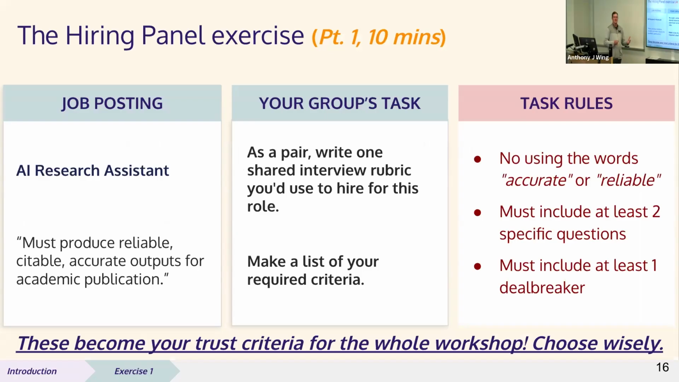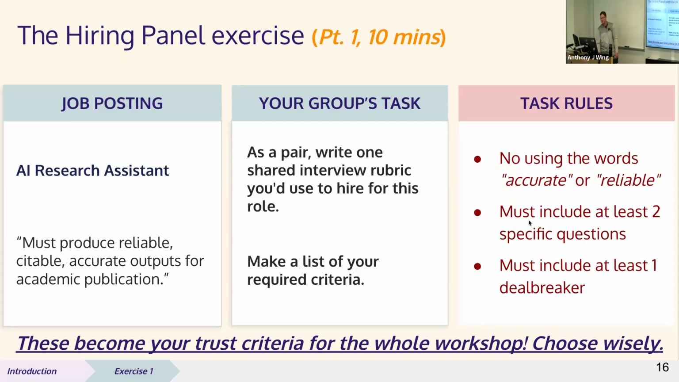So what would it take to get you to believe the outputs of those tools, right? What does that have to look like? So as a pair, I'd like people to pair up if you could. Ideally, only use one laptop so you can talk about it. If you feel like you do need to use a laptop to create one shared rubric, that's okay. But what I want you to do is make a rubric that you would use to hire for an AI research assistant, right? A vague description like must produce reliable, citable, accurate outputs for academic publication, that's fine, that's almost obvious. So don't use something like that. In fact, for this, you can't use the words accurate or reliable, all right? So that's the caveat there.